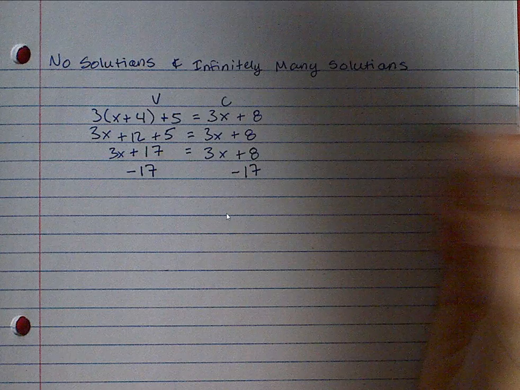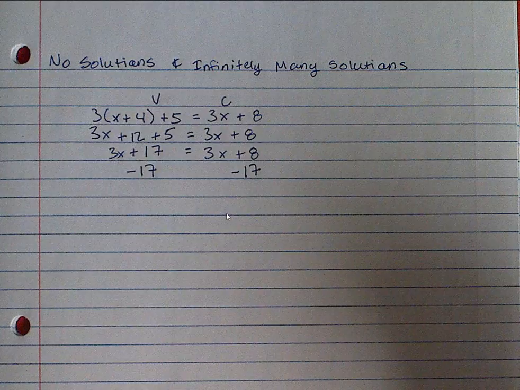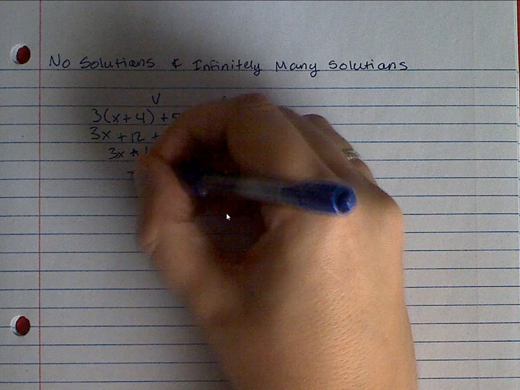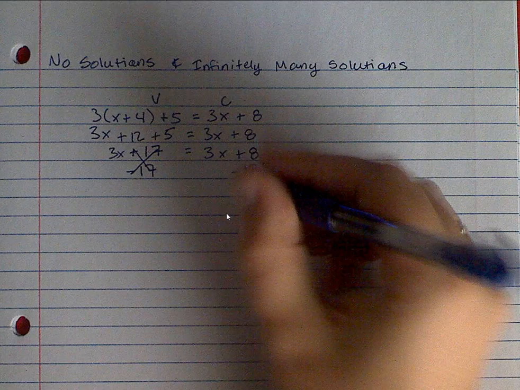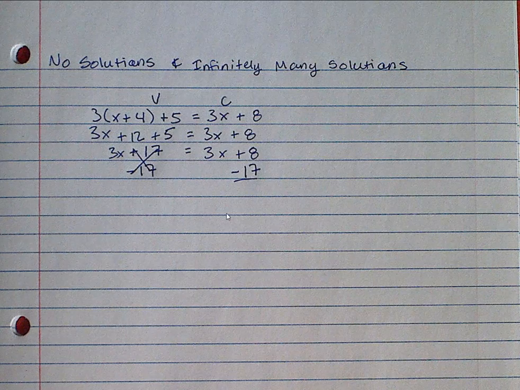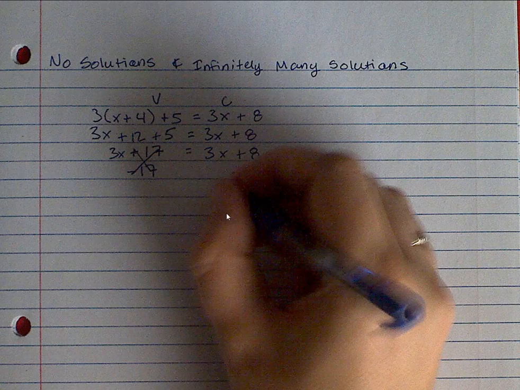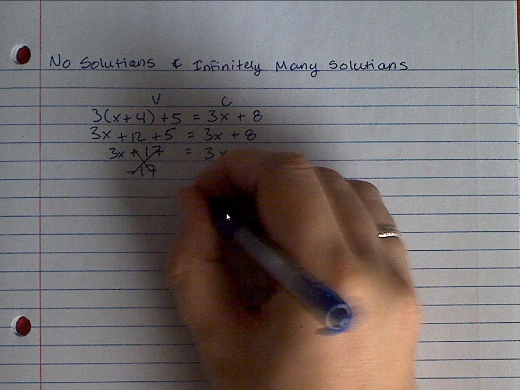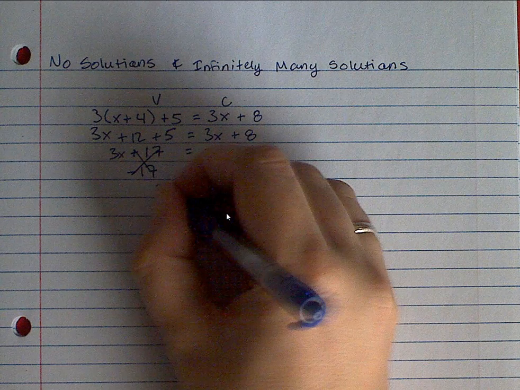So Michael, what does plus 17 minus 17 turn into? It turns into nothing. And then on the right-hand side, what does plus 8 minus 17 turn into? Negative 9. Drop everything else down. So 3x just comes down, equal sign comes down, and then 3x comes down. All right, cool.